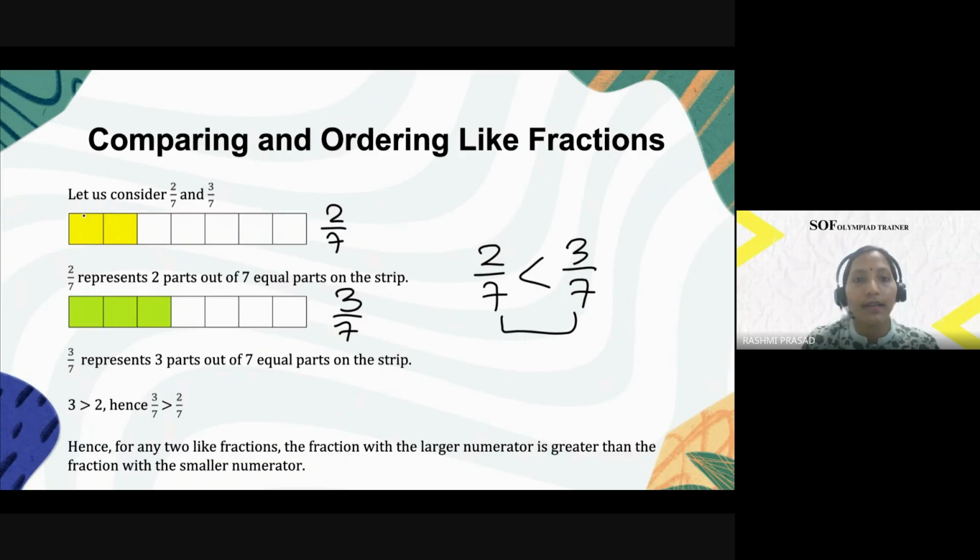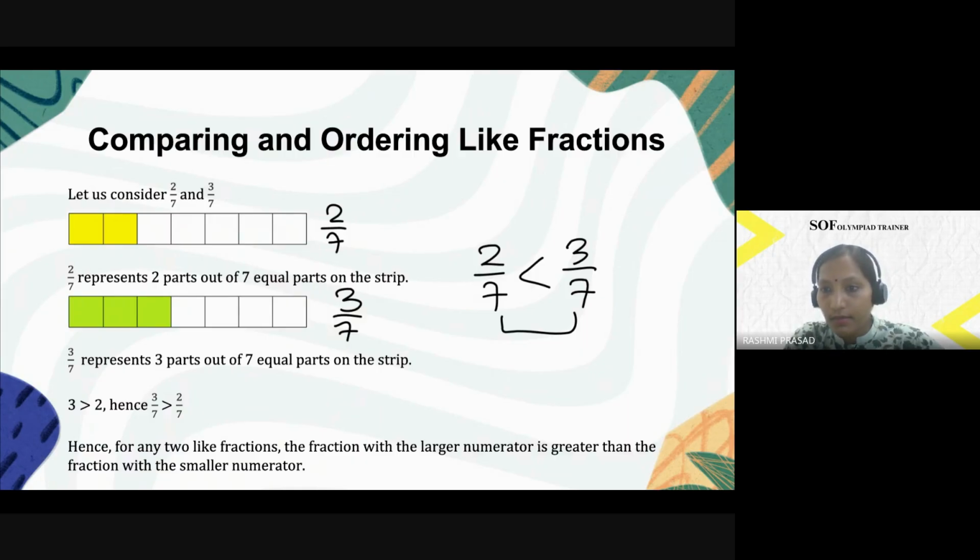And it's obviously very clear with the diagram, right? In the first one, only 2 parts are shaded, and in the second one, 3 are shaded. So obviously the 3 will be bigger, right? You have to check the numerator only because your denominator is already equal. So to compare the fractions, you check the numerator, and based on the numerator, you decide which one is bigger, which one is smaller. Is it clear, all of you? Any doubt? Tell me in the chat.